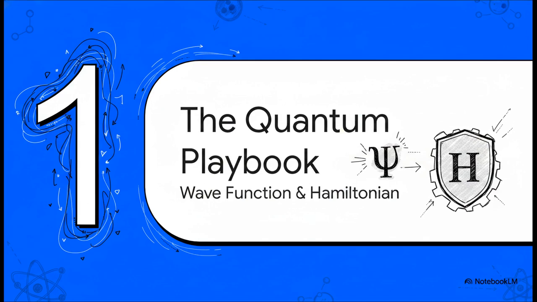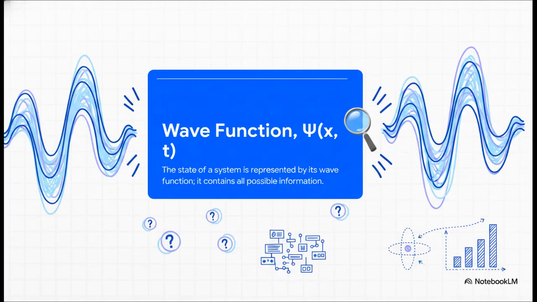Every theory has its core elements, right? And for quantum mechanics, you can't get anywhere without understanding the two stars of the show, the wave function, which we write as a capital psi, and the Hamiltonian operator, H. Seriously, understanding their roles and how they interact, that's the first step to understanding literally everything else we're going to talk about. So first up, what in the world is this wave function, this psi of x and t?